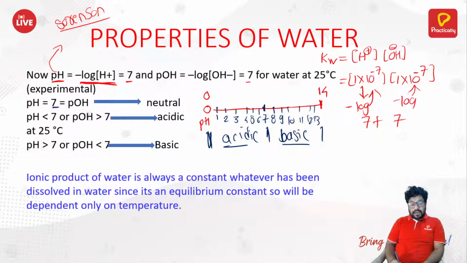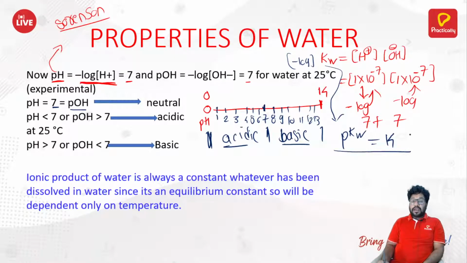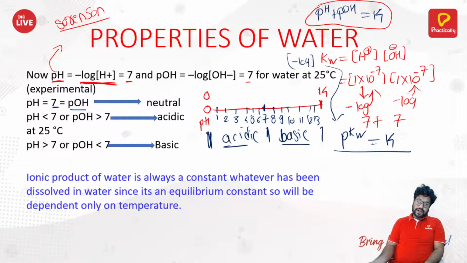When pH is equal to 7, obviously your pOH is also equal to 7. Because if you take the negative logarithm of Kw, you get pKw, so pKw is equal to 14. Or you can also say pH plus pOH is equal to 14. To make you understand, this is an easier approach.